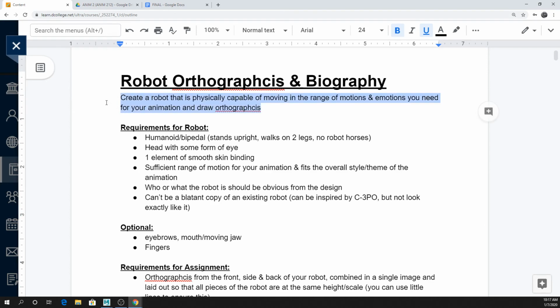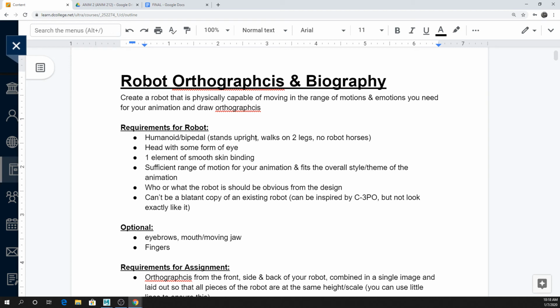But the sort of biggies for the robot is it must be humanoid and bipedal. So it should stand upright, walk on two legs, don't do robot sharks. I did have people, interestingly, in both of my other classes ask me if they could rip limbs off their robot, to which my response is yes. If you're gonna do that, I would recommend ripping an arm off, purely because ripping a leg off is gonna cause a lot more extra work for animating a walk cycle and translating your reference into an animation.